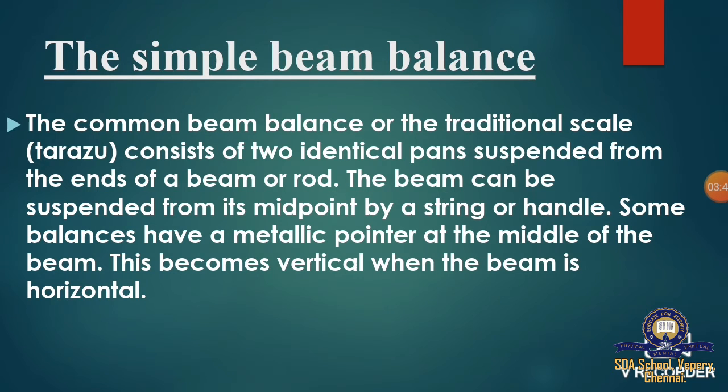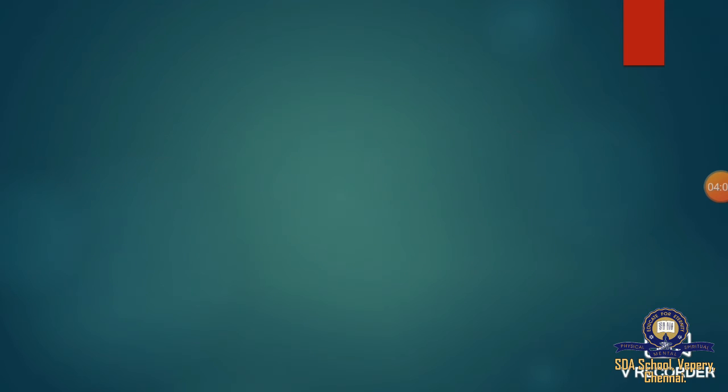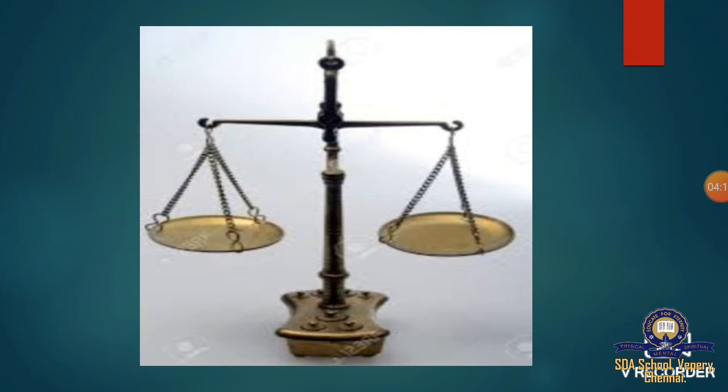Here, we move on to the simple beam balance. The common beam balance or traditional scale, called a taraazu, consists of 2 identical pans suspended from the ends of a beam or rod. The beam can be suspended from its midpoint by a string or handle. Some balances have a metallic pointer at the middle of the beam. This becomes vertical when the beam is horizontal. Now, let me show how the beam balance looks. This is the image of the beam balance, which consists of 2 pans.